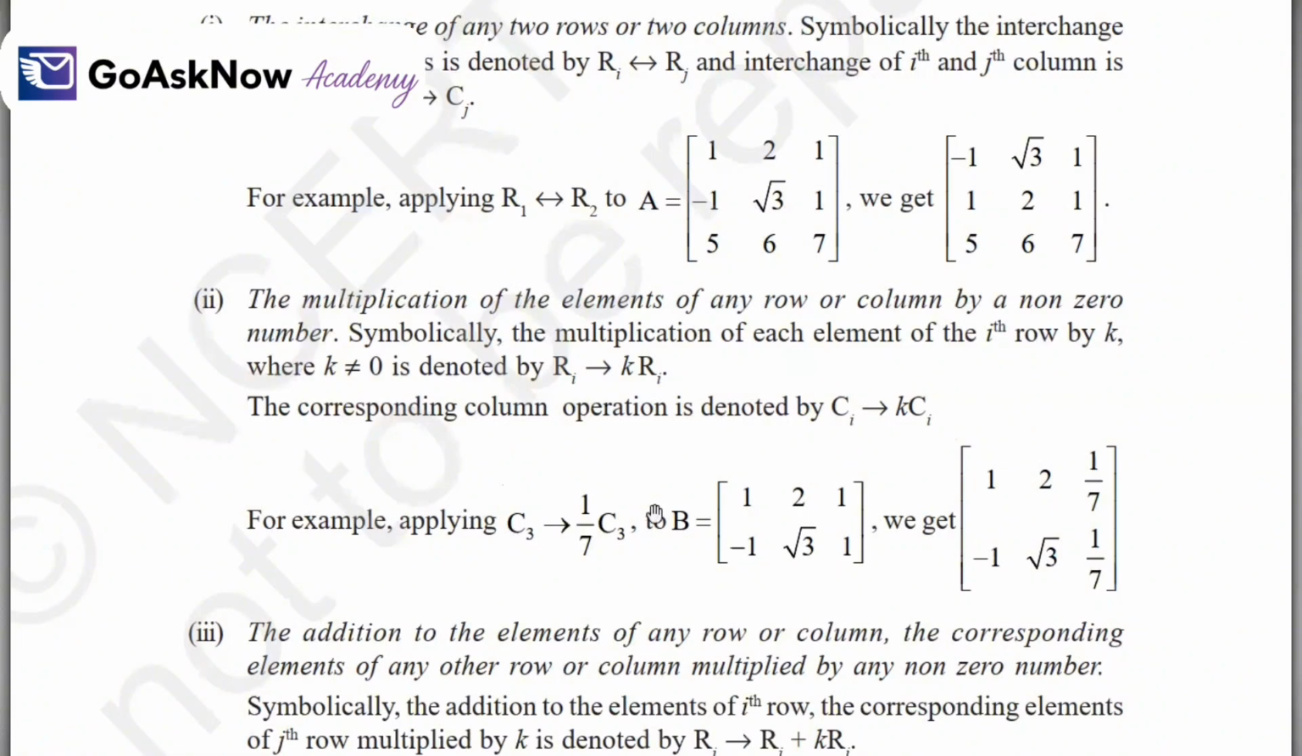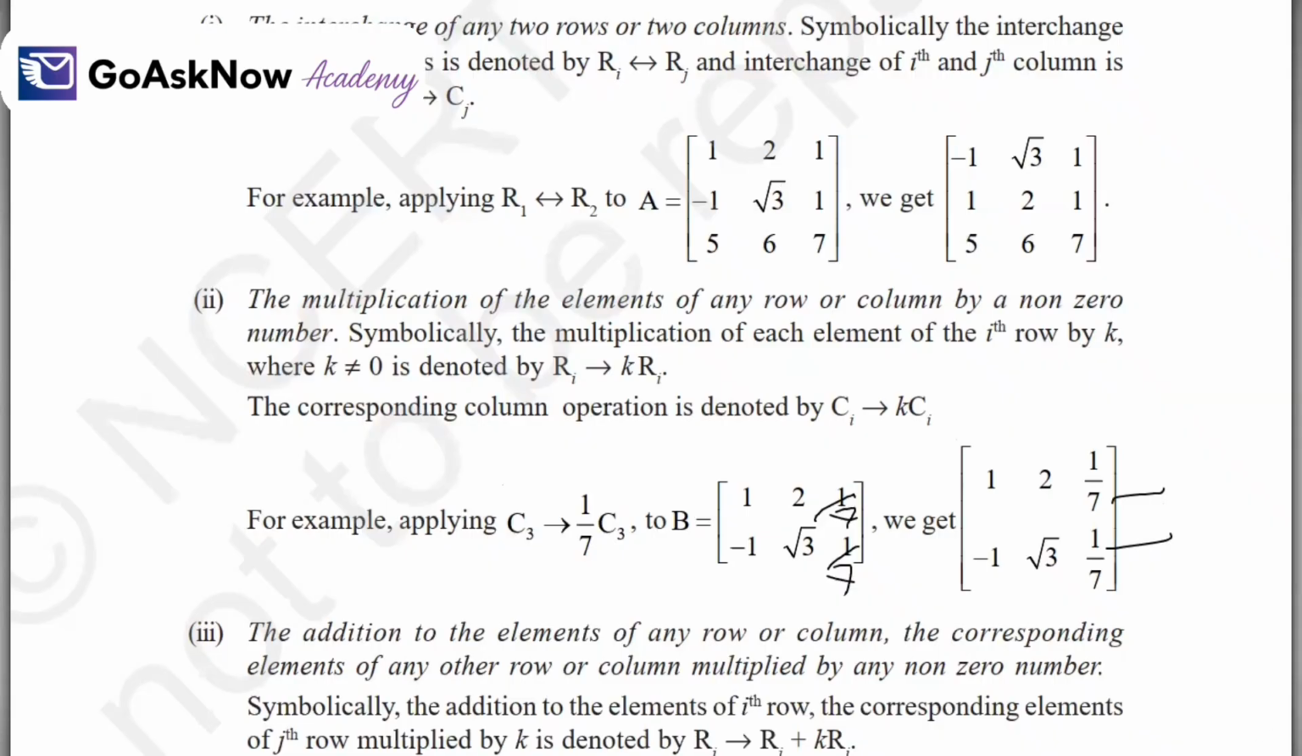See here, you can observe that your column 3 is divided by 7 here. This is also 1 by 7, this is also 1 by 7. See here, 1 by 7, 1 by 7. So you can see that one operation is applied here in the third column. Similarly, you can apply any operation on a particular row and column.